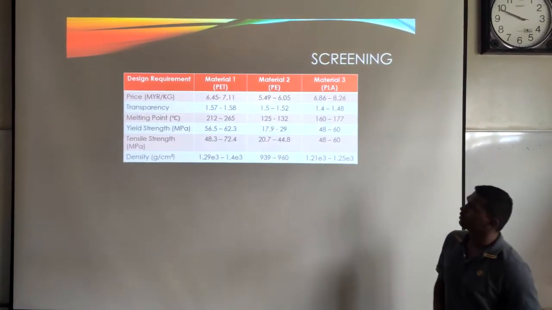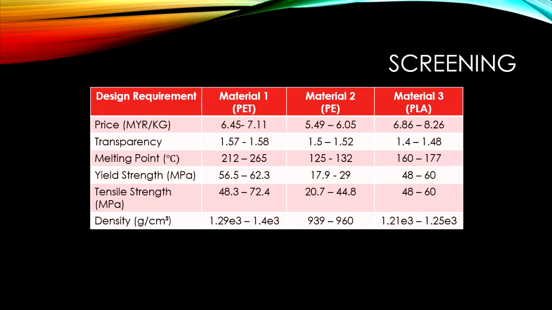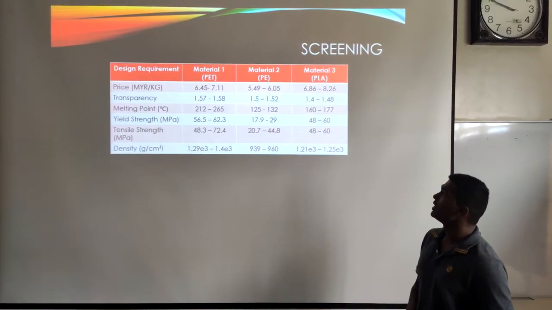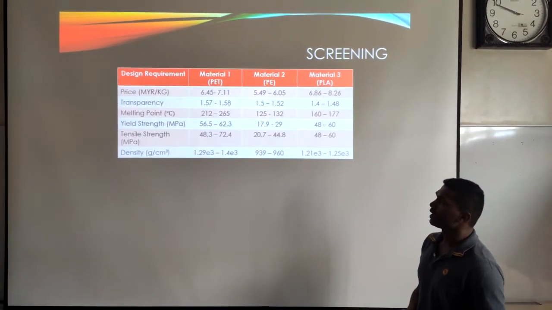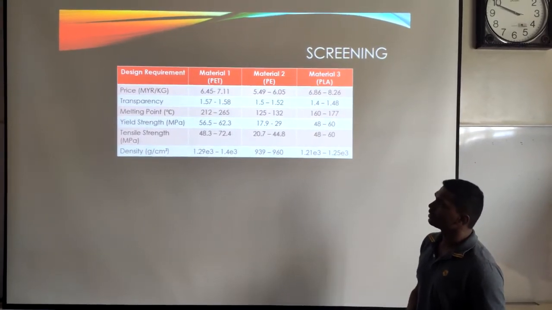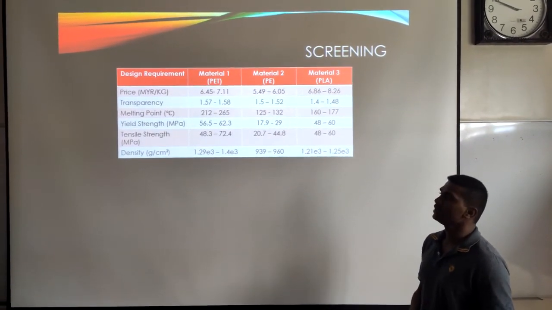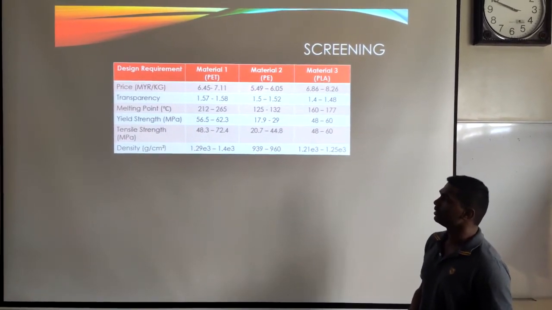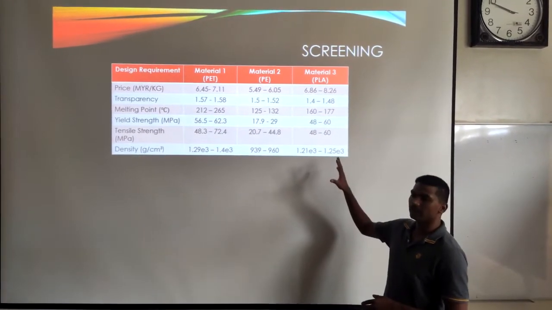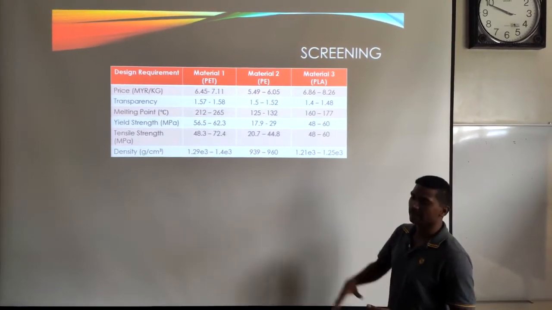So next is the screening process. So we choose the material which are PET, PE and PLA. So we have compared the design requirement, which is categorized under the price, transparency, melting point, yield strength, tensile strength and density. So these are the range of the material based on the design requirement.